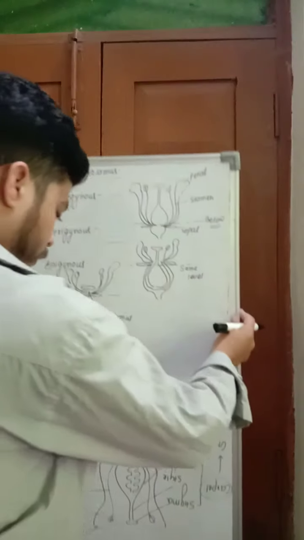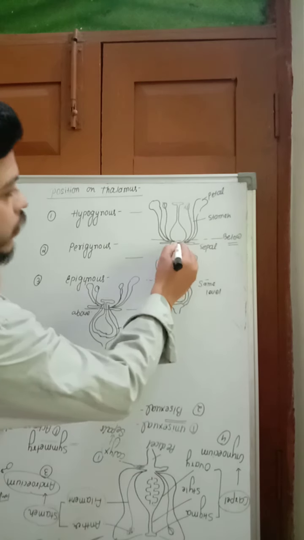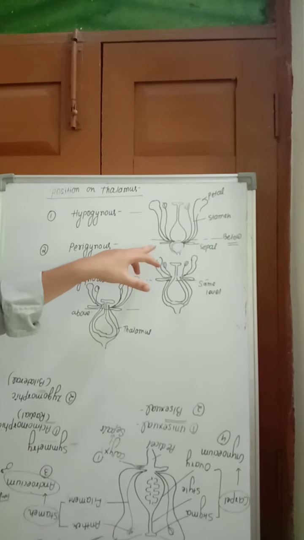Next, the position of the floral parts of the flowering plant on the thalamus. The flowers are divided into three types: hypogynous, perigynous and epigynous. The position of calyx, corolla and androecium relative to the ovary on the thalamus is the basis on which flowers are divided into these three.